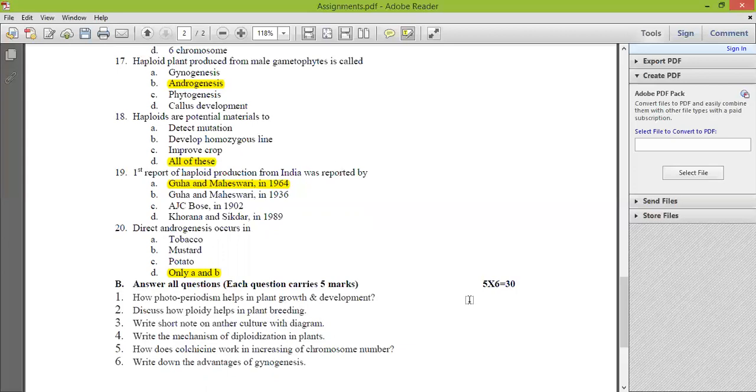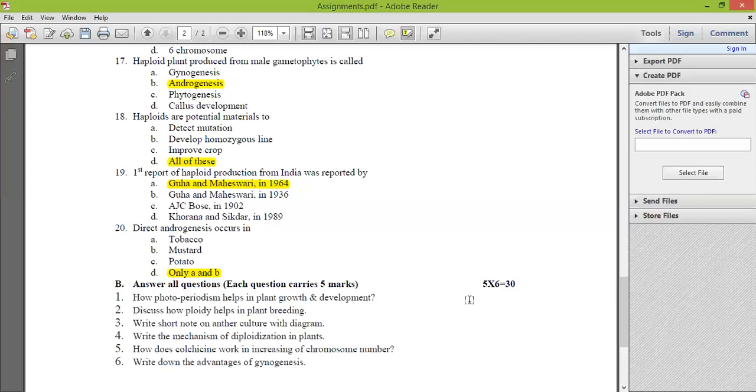And come to the fourth question: write down the mechanism of diploidization in plants. Diploidization means you can reduce the chromosome number from a polyploid, and you can gain the chromosome number in case of haploid. You can write both of them. To reduce the chromosome number from a polyploid, you should eliminate some duplicated chromosomes; you can write that here.